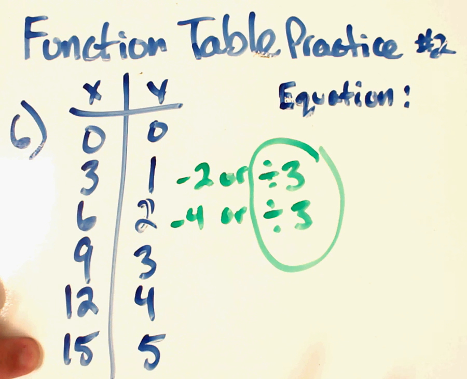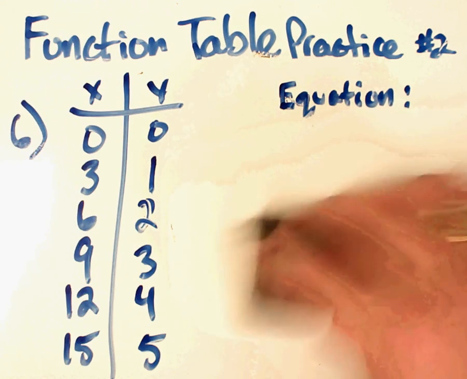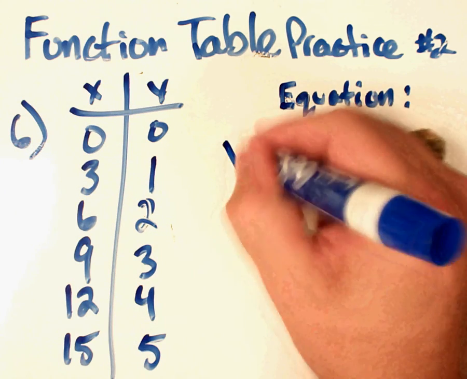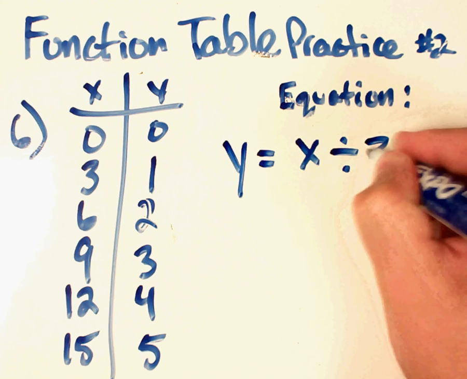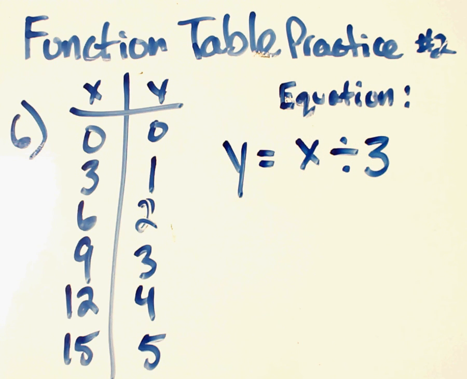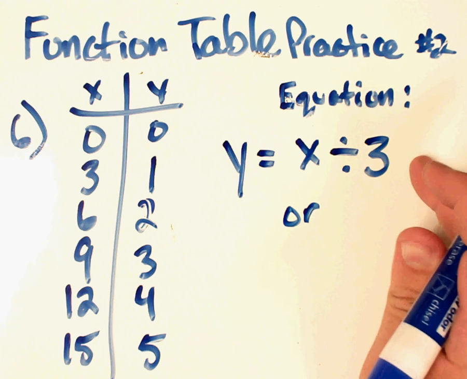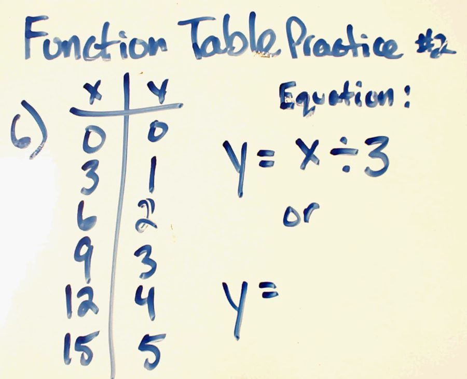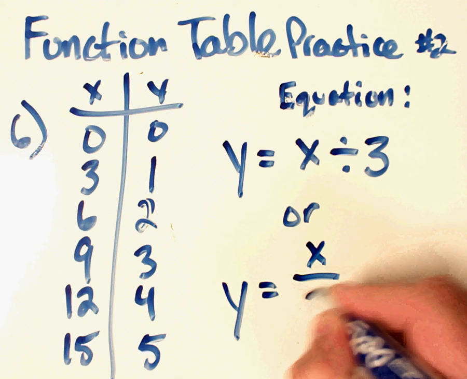So it looks like my equation is going to be me dividing my input, my x, by 3. So my equation would read y equals x divided by 3. Now, another way to write this, and again, this is correct, but another way to write this, just to kind of get you ready for some next level algebra, is to write this as a fraction, y equals x over 3.